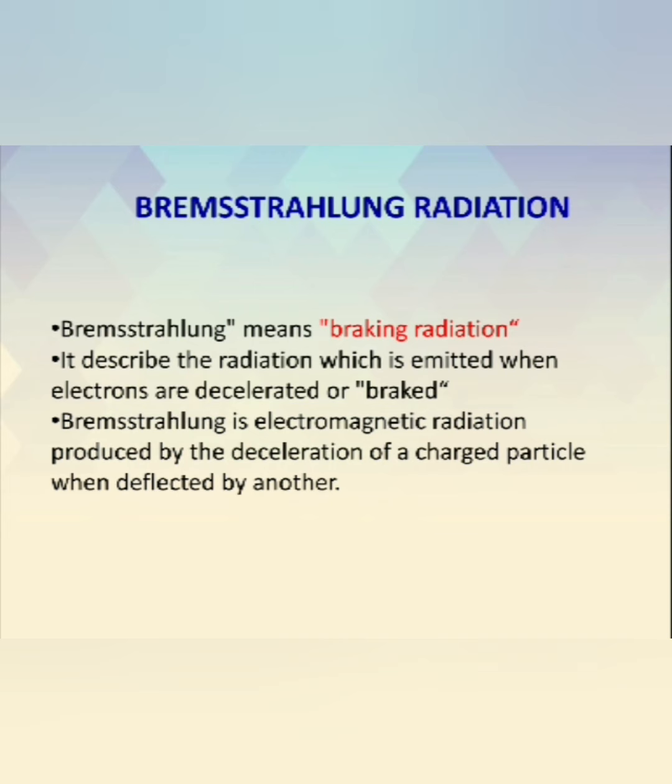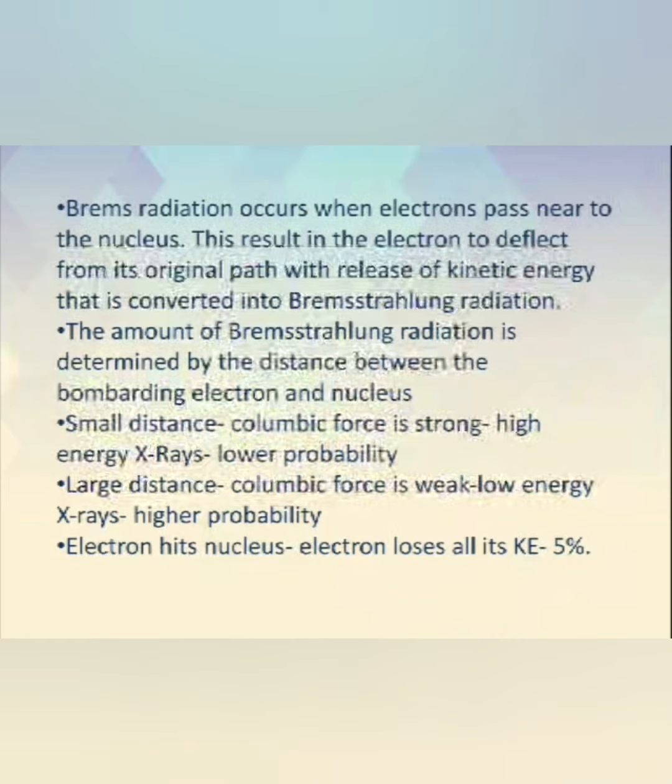That means Bremsstrahlung is an electromagnetic radiation that is produced by the deceleration of a charged particle. So here the charged particle is the electron, and this is deflected by another charged particle, which is the nucleus. Bremsstrahlung radiation occurs when electrons pass near the nucleus. When an electron passes close to the nucleus, the original path of the electron is deflected, and thereby it results in the release of kinetic energy that is converted into Bremsstrahlung radiation.